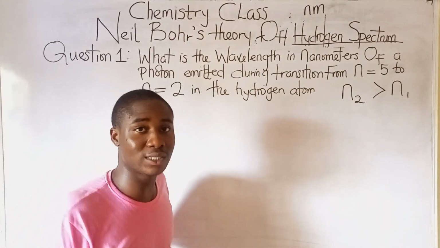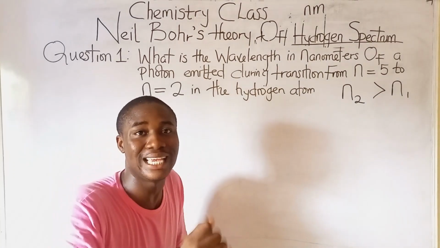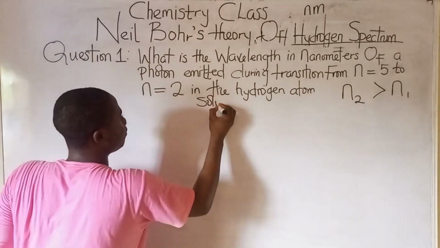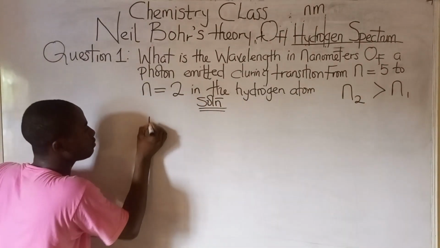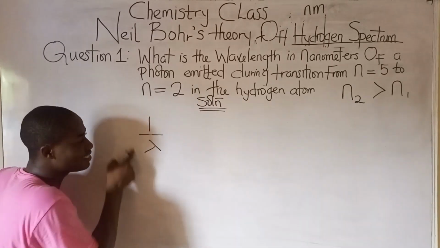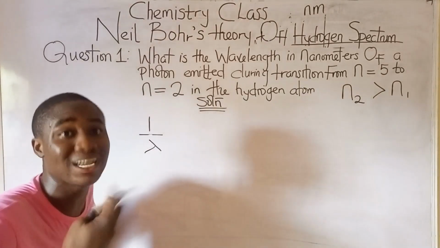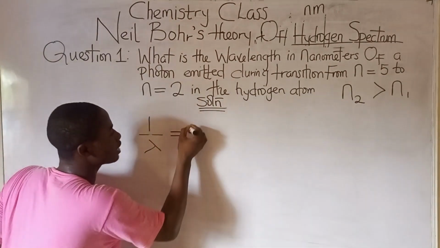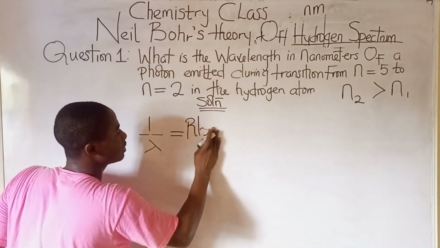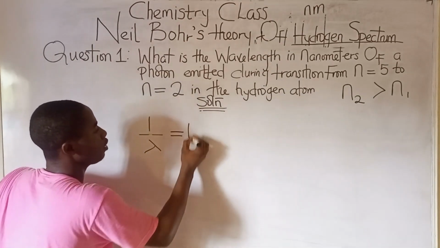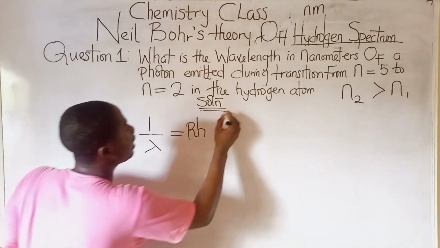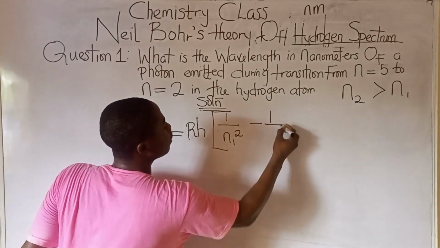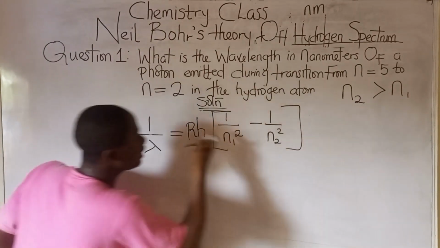It must be noted here that the n1 takes the lower number. Let's basically write out our formula first before we start inputting parameters. The formula is simply 1 over wavelength, whereby 1 over wavelength is the inverse of wavelength. I believe you know a little mathematics. So 1 over wavelength is equal to the Rydberg constant into 1 over n1 squared minus 1 over n2 squared. Okay, this is our formula.